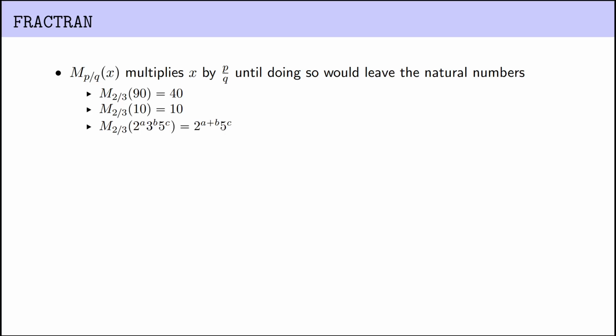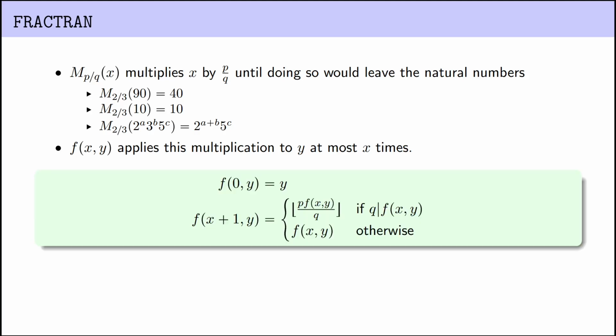In general, if we input a number of the form 2 to the a, 3 to the b, 5 to the c, we'll be able to multiply by 2/3 exactly b times before all the 3's are gone, and doing so we'll multiply by 2 to the b, so we're effectively moving the b from the exponent of the 3 to the exponent of the 2. To implement this function, let's build an intermediate function f of xy that applies this multiplication by p over q to y at most x times. Of course, if x is 0, we don't do anything. We just output y itself.